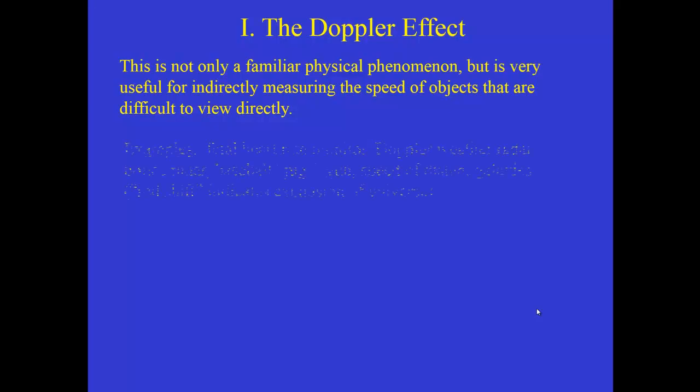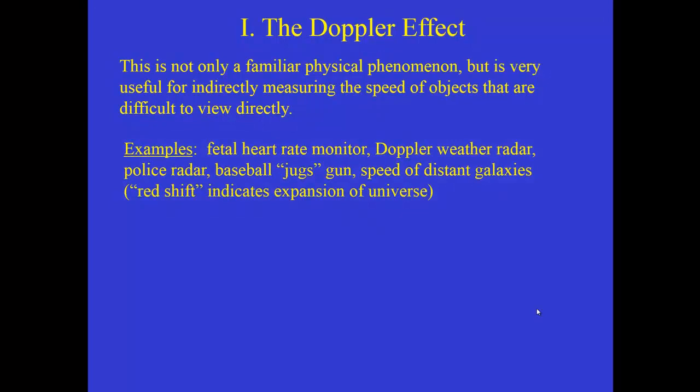to view directly. So, the examples include the fetal heart rate monitor, Doppler weather radar for tracking the motion of atmospheric phenomena, police radar for measuring the speeds of moving vehicles, a baseball radar gun to measure the speed of a pitcher throwing the ball toward the plate, and, in science, being able to measure the speed of distant galaxies. And this is the most direct evidence that we have for the expansion of the universe.